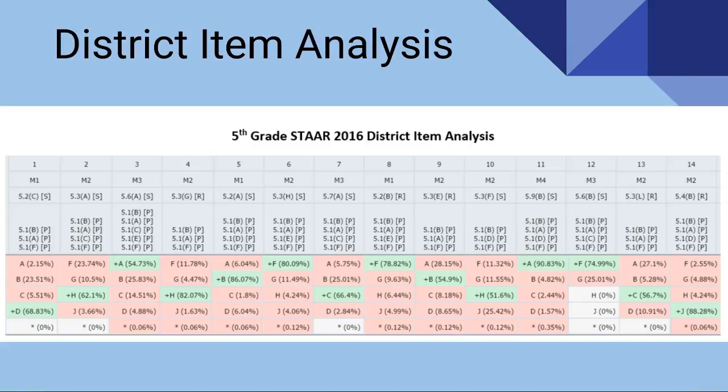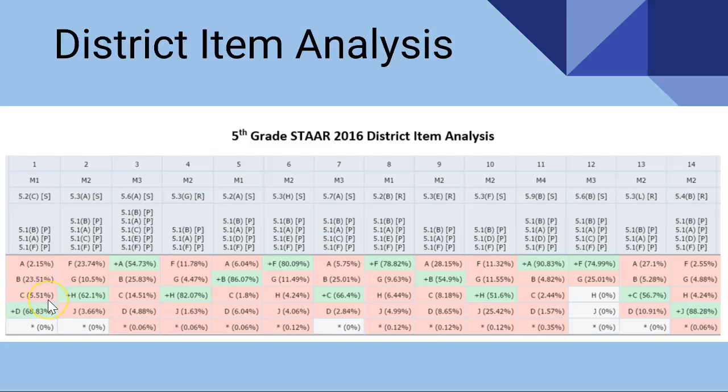Also, you have a district item analysis. So this isn't your campus, but it is for the district. So let's look at this one. You have the item number. M1 would be category 1, reporting category 1. 52C is the text, and notice because it's an S, it's a supporting standard. If there was an R there, it would have been a readiness standard. We have our 3 process standards that were covered on this particular item number 1.